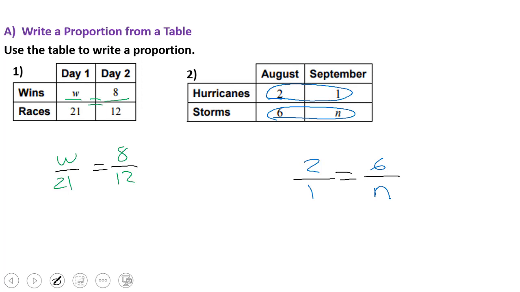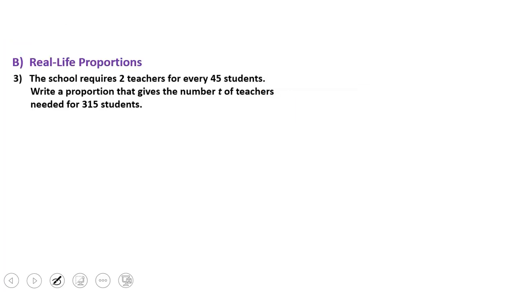All right? Moving forward. Writing from a real life situation. It says the school requires 2 teachers for every 45 students. Write a proportion that gives the number T of teachers needed for 315 students. So I've got my proportion template right here. And when I go back and mark my text, it says the school requires 2 teachers for every 45 students. Well, that's a ratio right there. I can go 2 teachers for every 45 students. So I'm going to write teachers and students.